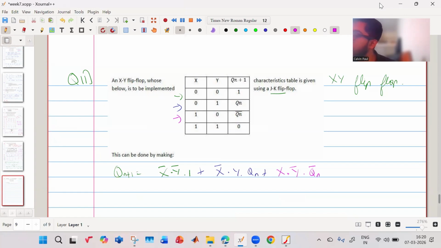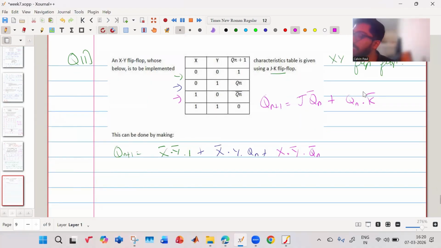So let us write the characteristic equation of a JK flip-flop. For a JK flip-flop, Qn plus 1 is equal to J and Qn bar plus Qn and K bar. So you want it in this format, but it is not in that format. So you have to make it into that format. How do we do that? We will use simple Boolean algebra and manipulation of the expression to get it into the format of a JK flip-flop.